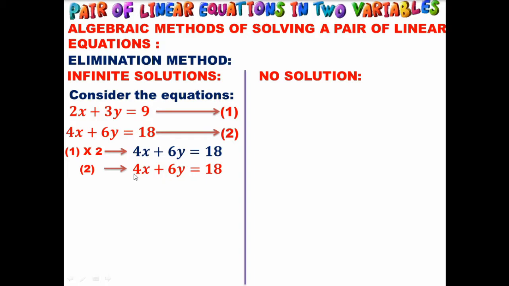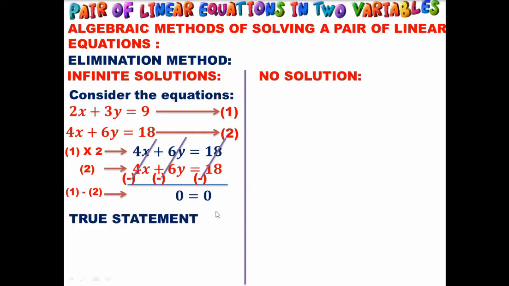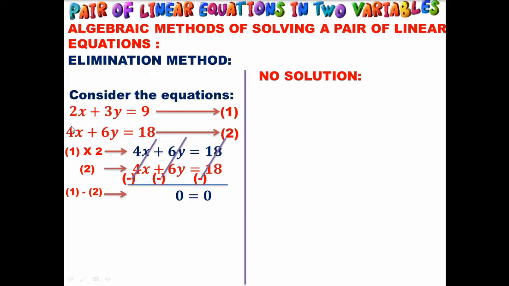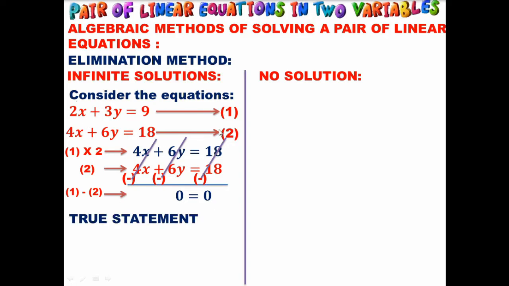Alright? Okay, now consider the x terms, 4x and 4x. They are of the same sign, so I choose to subtract the equations. In order to subtract, I change the sign of all the terms in the second equation so that 4x minus 4x gets cancelled. Similarly, 6y minus 6y and 18 minus 18 also. So I have got 0 equals 0, and it's obviously true. It is a statement without a variable and it is a true statement. So I conclude the given set of equations has an infinite number of solutions.